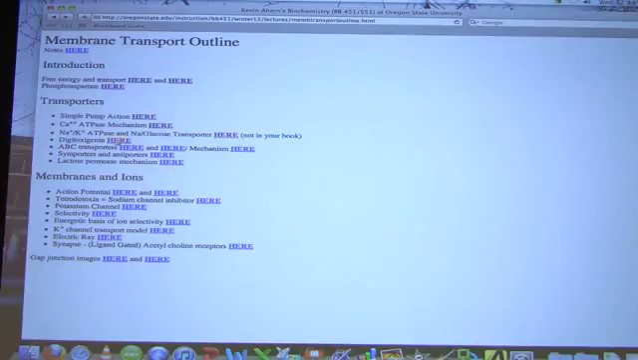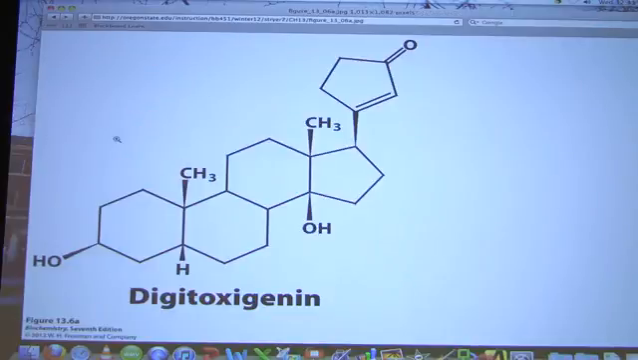I want to tell you about a cool molecule, digitoxygenin. Digitoxygenin is something that's made by foxglove, and it is a nasty compound if it's not used properly. Because what it does is it blocks the action of the sodium-potassium ATPase, the sodium-potassium transporter, the thing that was keeping our cells happy so they don't blow up. This guy's a poison, but it actually has medicinal uses in small quantities. And I want to tell you one of those medicinal uses that's really interesting if you're interested in how the heart works.